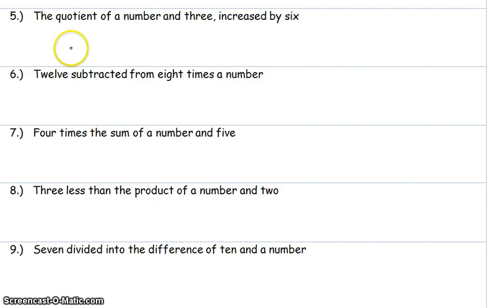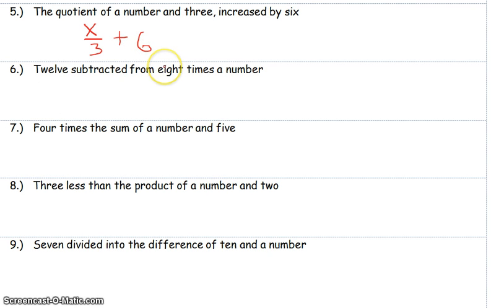So we come to example 5. The quotient of a number and 3 increased by 6. Okay, the quotient of a number and 3, we know a number is x, and 3 is just 3. So we have x divided by 3. It says increased by 6. Increased by means addition. So we have x over 3 plus 6, and we're done.